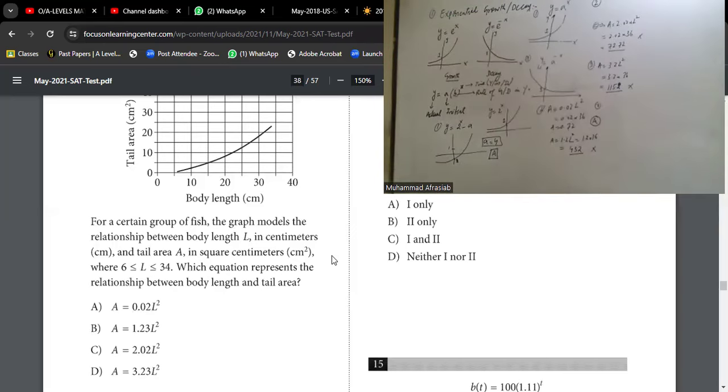So you can just put the values into it and you can get the answer. And you can verify from the table they have shown. So this is the answer, choice A.